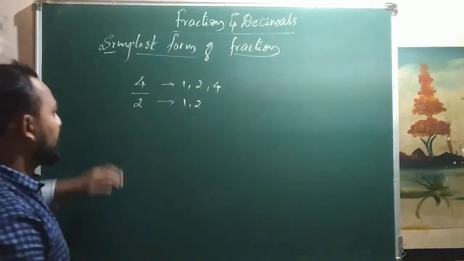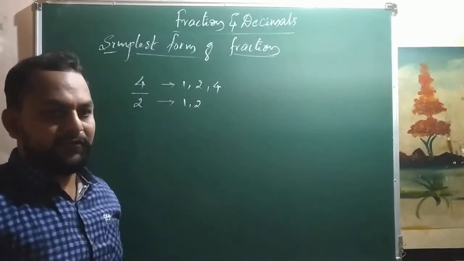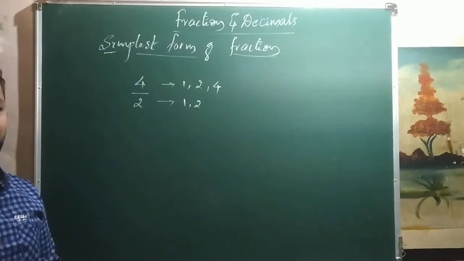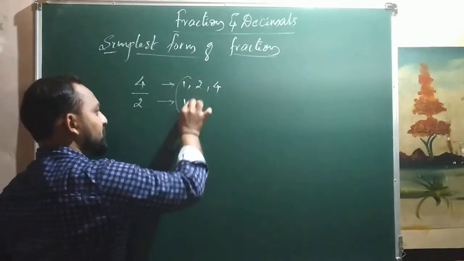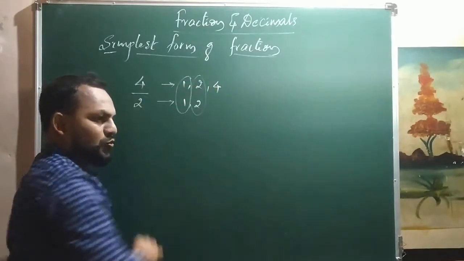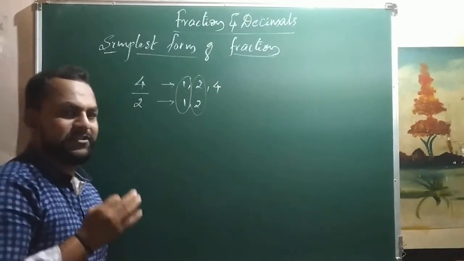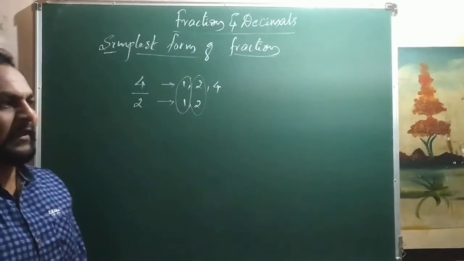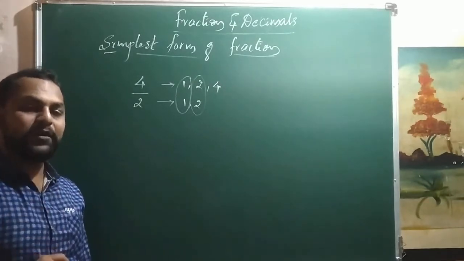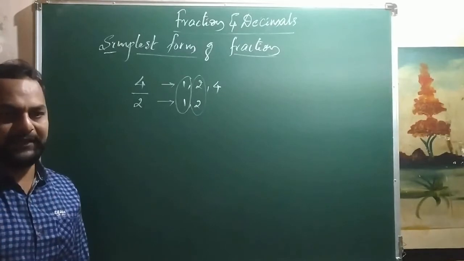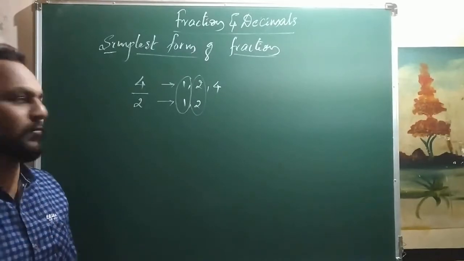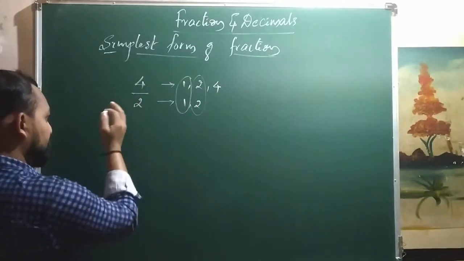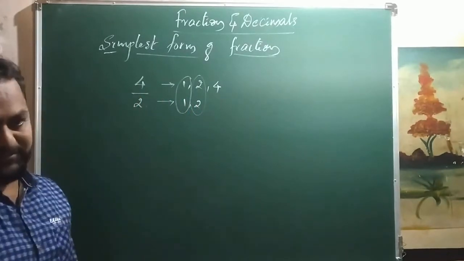Why? Except 1, there should not be any common factor. Then those two numbers are in the simplest form. Here one common factor is 1, and here the common factor is 2. The condition is that the numerator and denominator have no common factors except 1. Here we have 1 and next 2, so these two numbers are not in the simplest form.